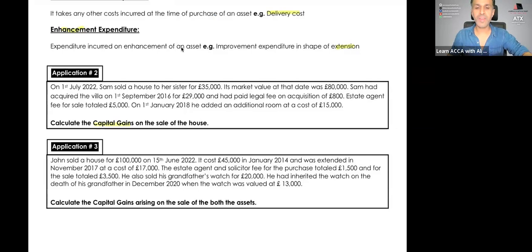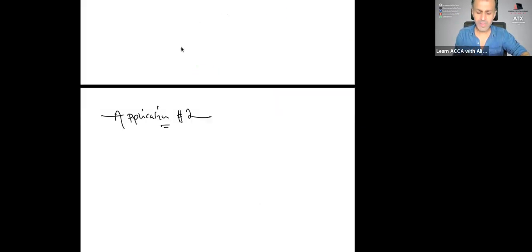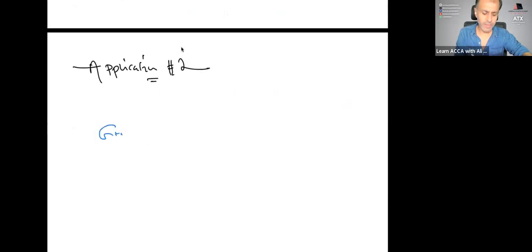This requires us to compute the capital gains. On 1st of July 2022, Sam had sold a villa to her sister for 35,000, must have been the balance of cash, although the market value on that day was 80,000. Sam had acquired the villa back in 2016, so must have paid the price. That price that he has paid is 29,000. The legal fee on acquisition was this much, which is incidental cost of acquisition. The agent fees for the sale total 5,000, the incidental cost in regards to disposal. And then adding a room is an extension cost. So nothing special, except we will prepare that pro forma by ourselves.